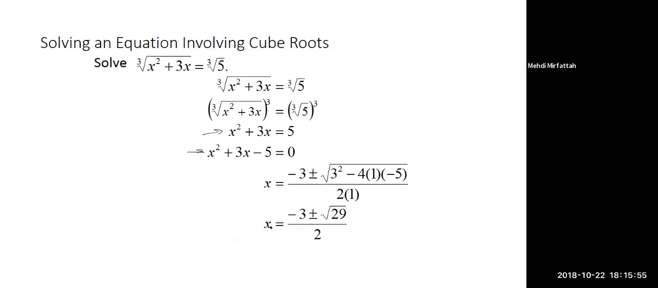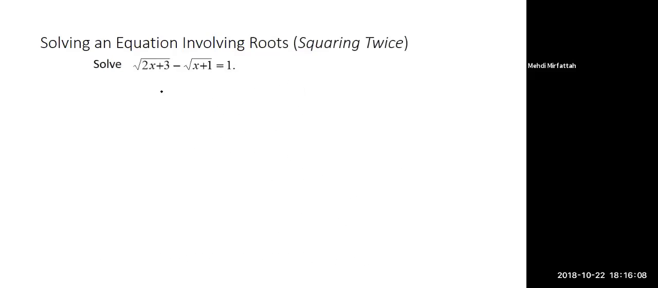So you get two solutions: x equal to -3 plus radical 29 over 2, and x equal to -3 minus radical 29 over 2. You get these two solutions. Let's take a look at this example.